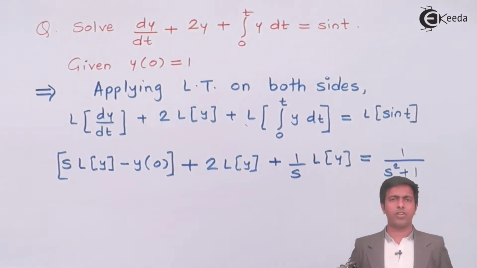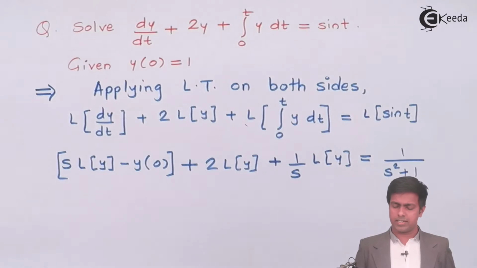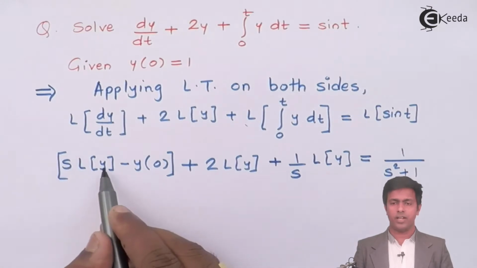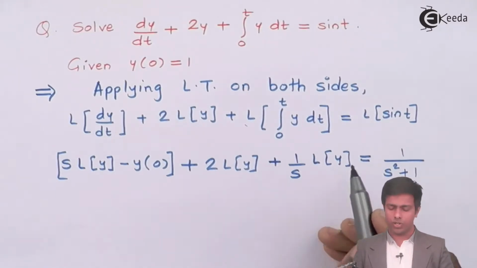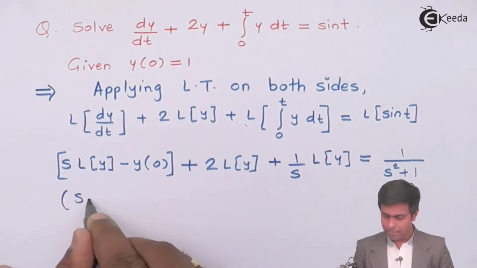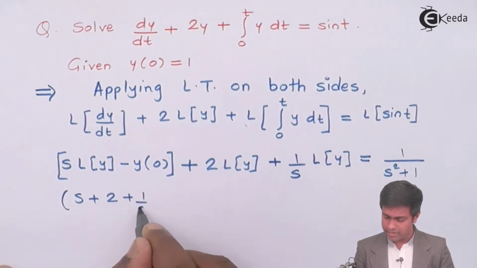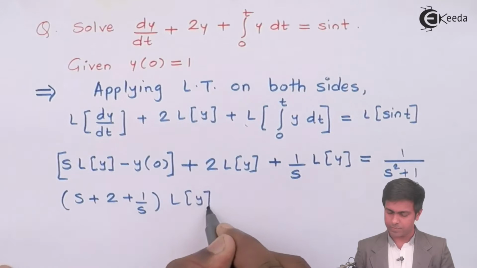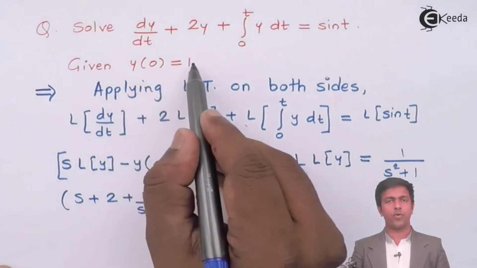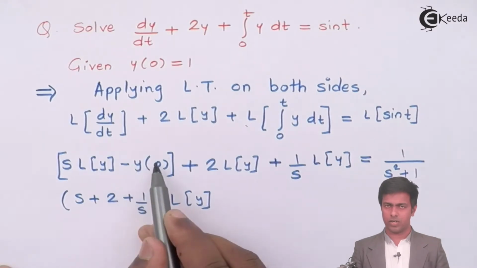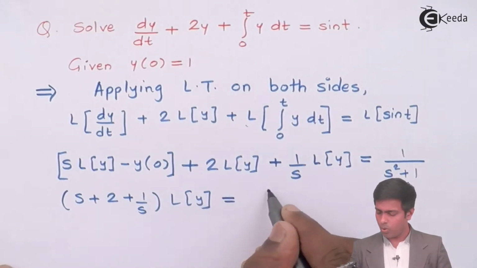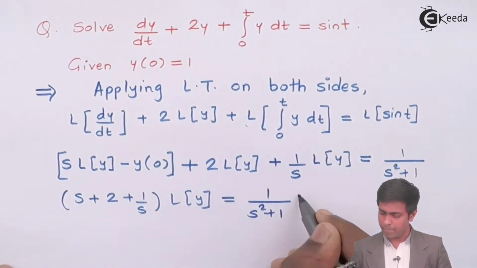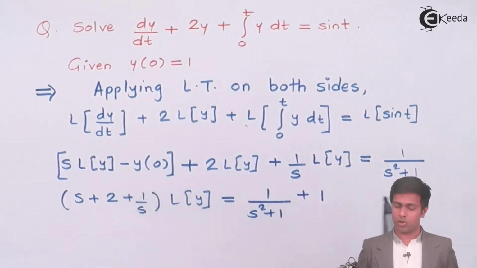So now let's simplify all these given values, and let's take the Laplace of y terms together. So here we have s into Laplace of y plus 2 into Laplace of y plus 1 upon s Laplace of y. I can take Laplace of y common. So here we will get s plus 2 plus 1 upon s into Laplace of y. And the value of y of 0 is 1, so I can put it here, which will become minus 1. So minus 1 I can shift to the right hand side, and that will become 1 upon s square plus 1 plus 1. So that negative 1 has become positive 1.